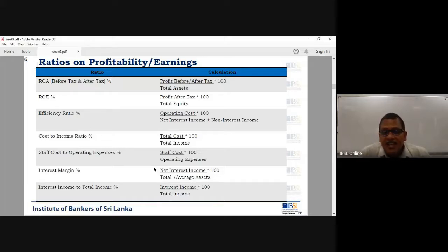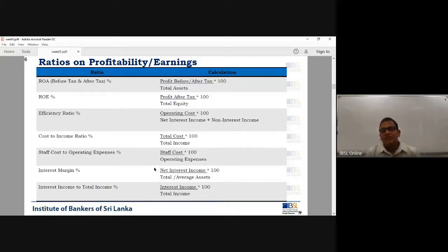In the after tax ROA, we are calculating profit after tax divided by the total assets and multiply by the 100. If you see the bank annual reports, the banks normally calculate the ROA both before profit as well as after profit. So this ratio shows that if we have 100 million of assets, what would be our return?